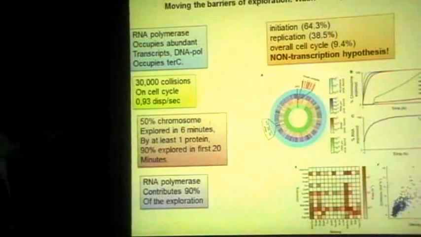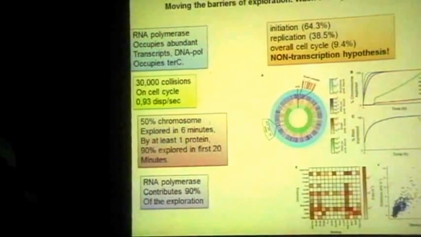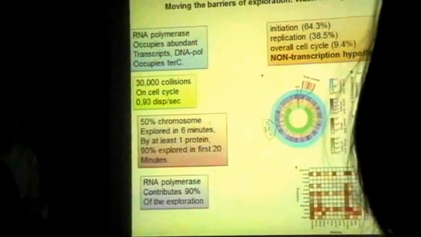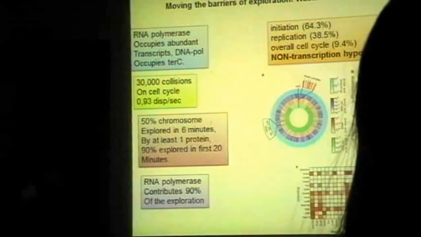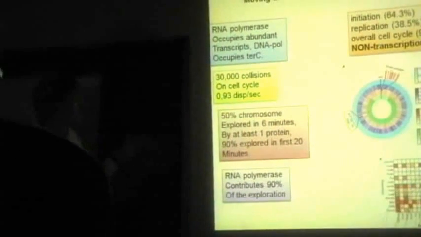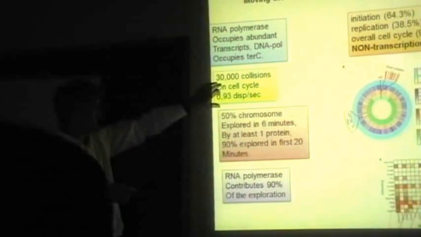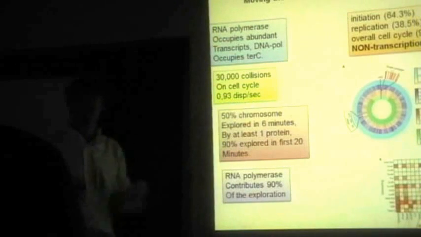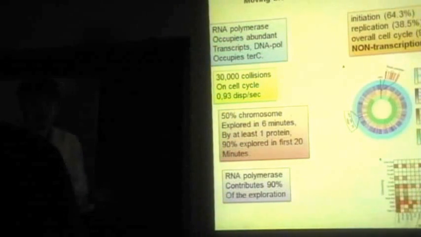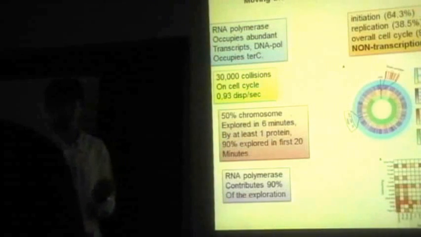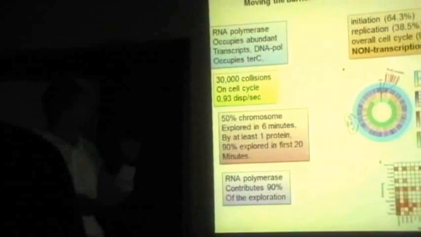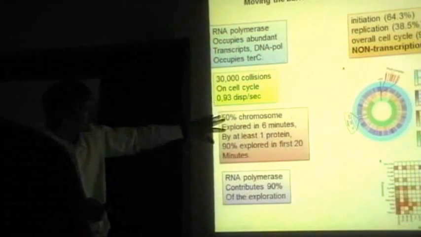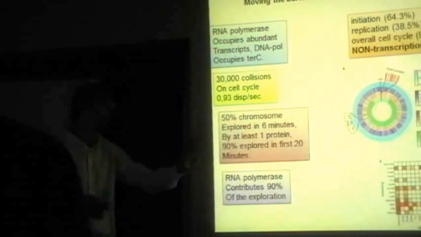And just from the beginning, this also gives us a new hypothesis about cell cycle regulation. For example, initiation time can vary by about 64%. Replication time varies by around 40%. How can the overall cell cycle time vary by just less than that? How is that possible? There is a non-transcriptional hypothesis here. This model gives us this hypothesis.